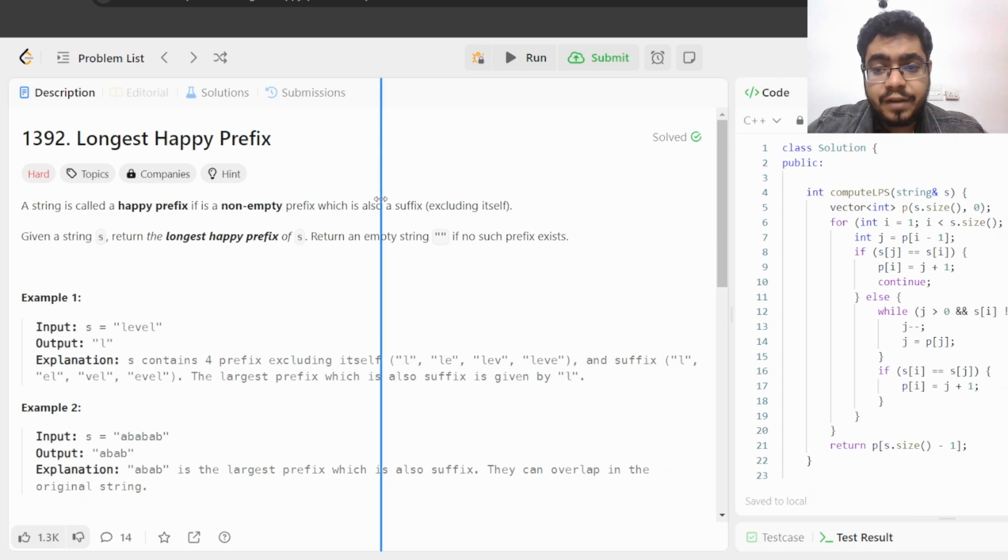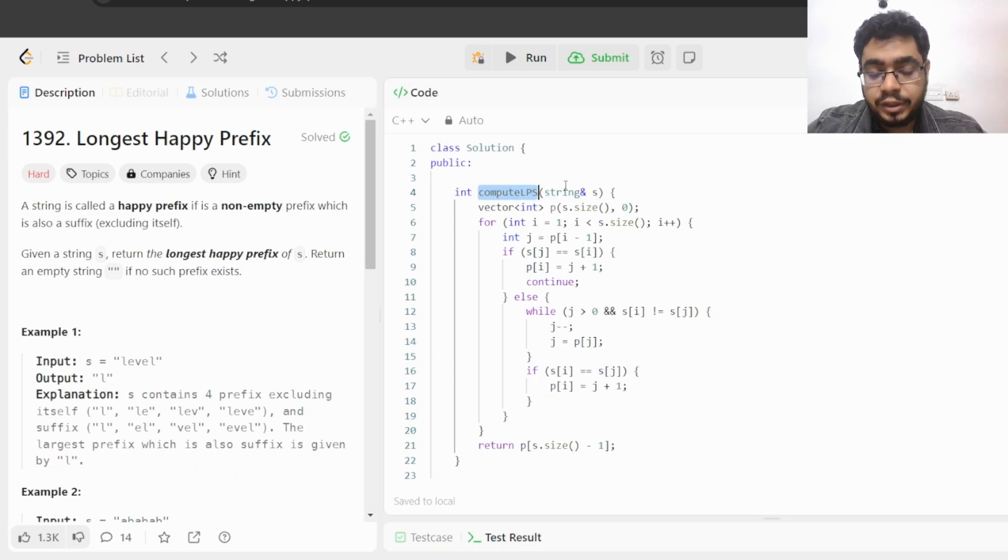So what I've done, I have written the compute LPS. Let's look at this function. As I said, I have declared this LPS array with all zeros. LPS 0 is always 0, so we'll not go to 0, we'll start with 1. So I've iterated my loop from 1 till the end. First, I've put j as p of i minus 1. If you remember, LPS of i minus 1 told me the position where the next character is supposed to match. So if the characters match, then I directly put p of i as j plus 1 and continue.